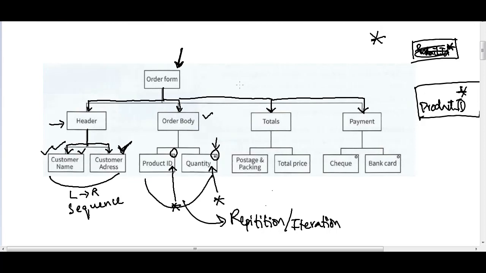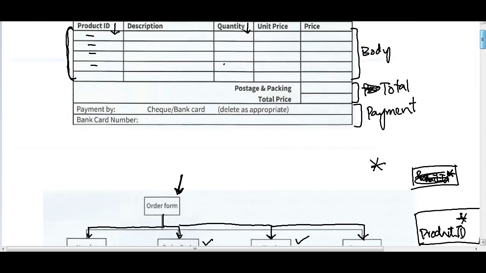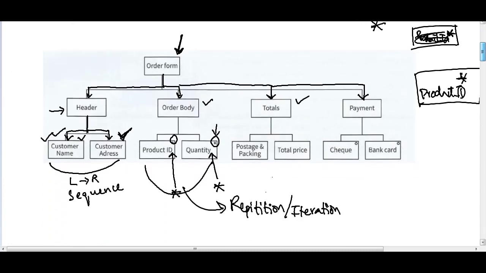And then from here the next phase is related to totals, and we can see that in total, first we need to calculate postage and packing, the price for postage and packing for the products that have been ordered, and then we need to calculate the total price. So the total price might include the sum of all of these prices, plus postage and packing, and finally we're going to have a total price.